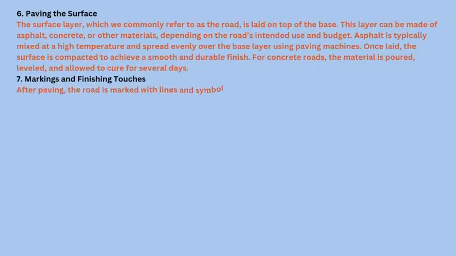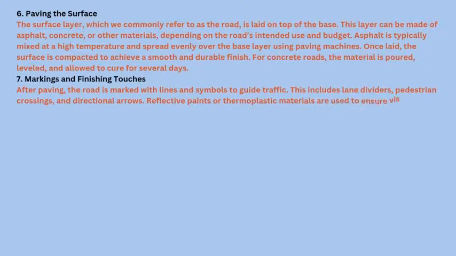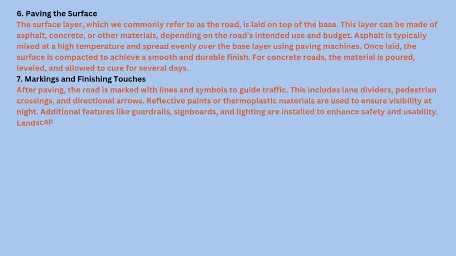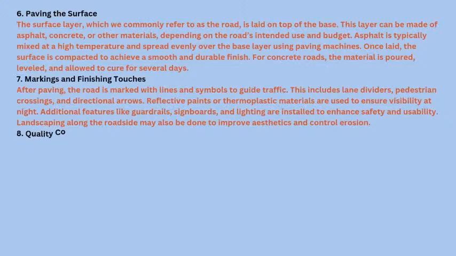7. Marking and finishing touches. After paving, the road is marked with lines and symbols to guide traffic. This includes lane dividers, pedestrian crossings, and directional arrows. Reflective paints or thermoplastic materials are used to ensure visibility at night. Additional features like guardrails, signboards, and lighting are installed to enhance safety and usability. Landscaping along the roadside may also be done to improve aesthetics and control erosion.